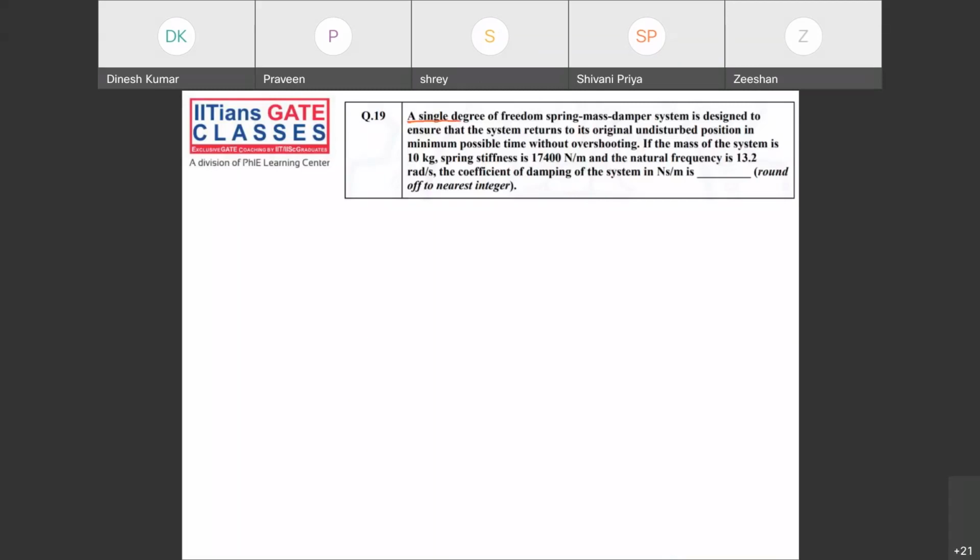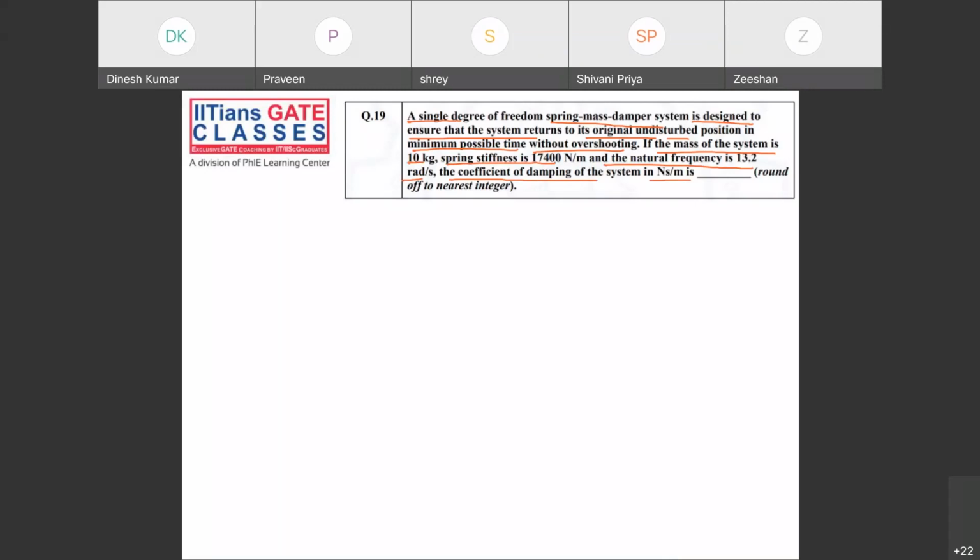A single degree of freedom spring mass damper system is designed to ensure that the system returns to its original undisturbed position in minimum possible time without overshooting. If the mass of the system is 10 kg, spring stiffness is 17,400 Newton per meter, and the natural frequency is 13.2 radian per second, find the coefficient of damping of the system in Newton second per meter.